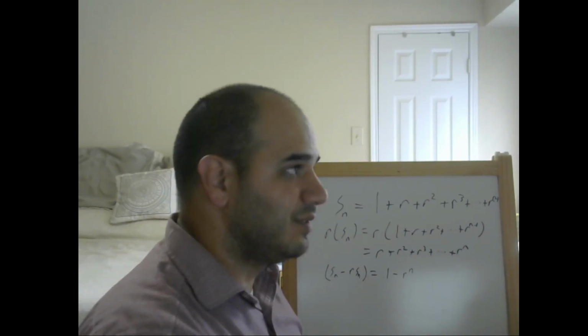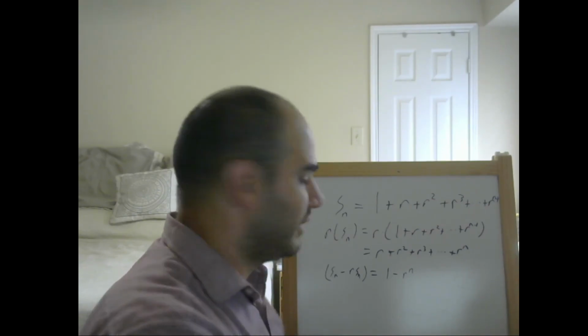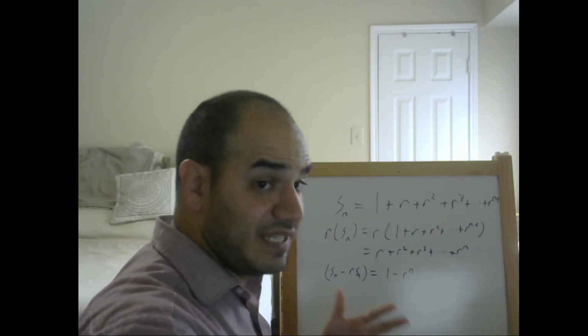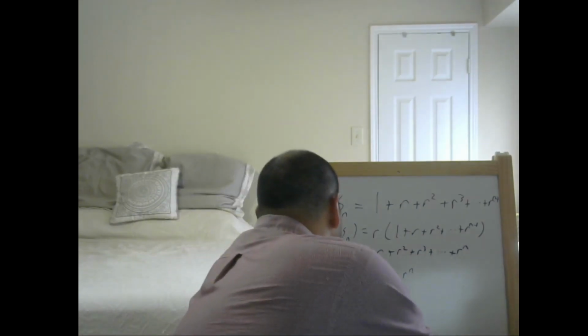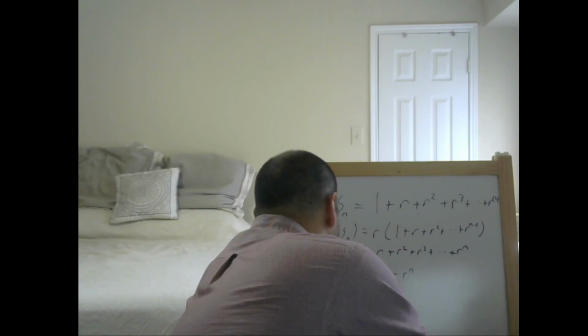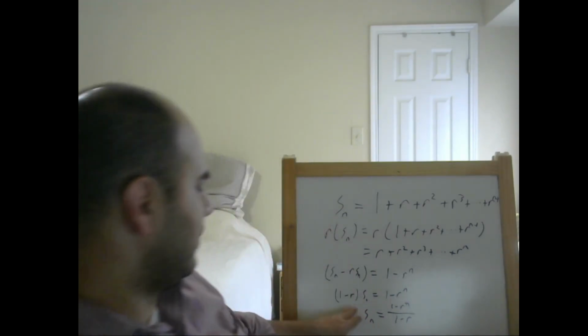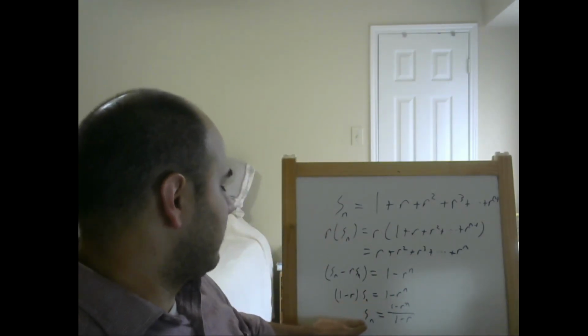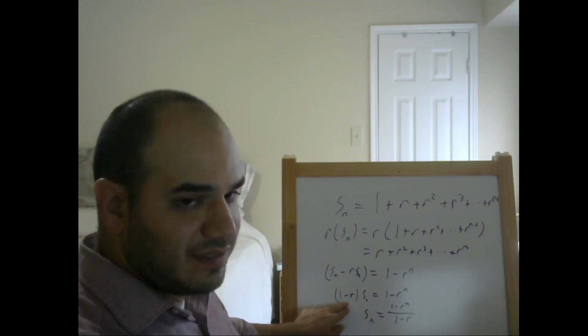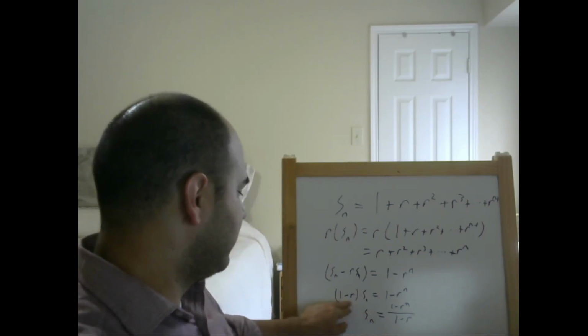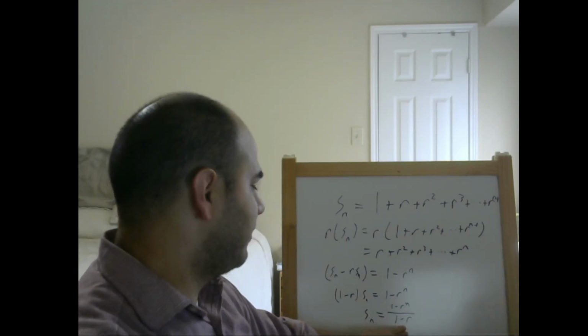And then we just use the distributive property to factor out s of n. So it's actually something that we can solve for now. So we factor out the s of n, and then we rewrite the equation, dividing both sides by 1 minus r. So it cancels out over here, ends up in the denominator over here.